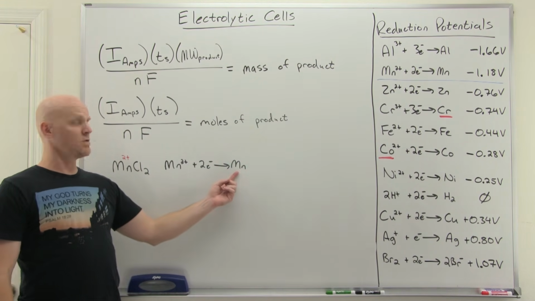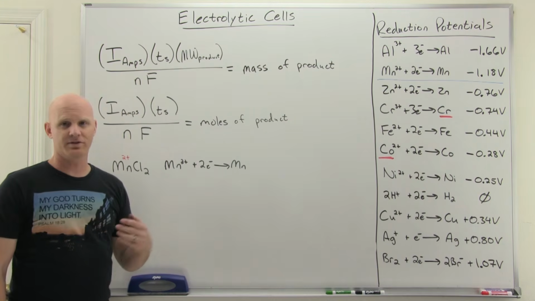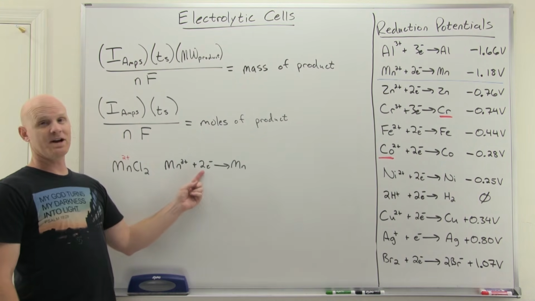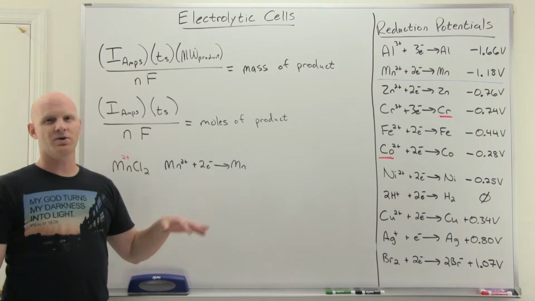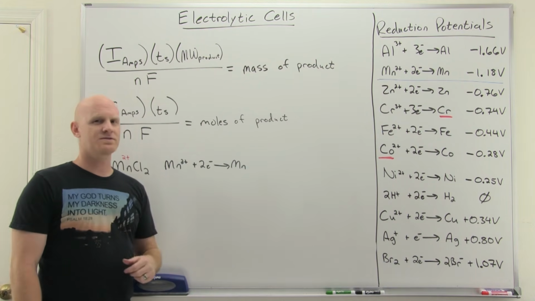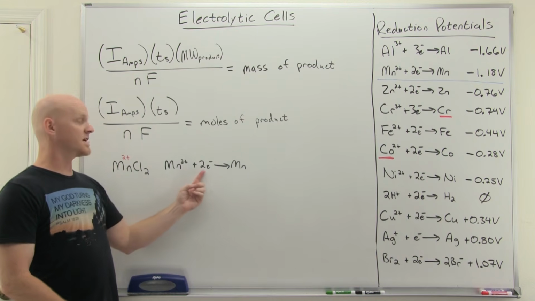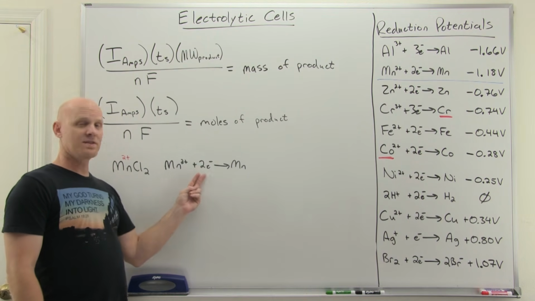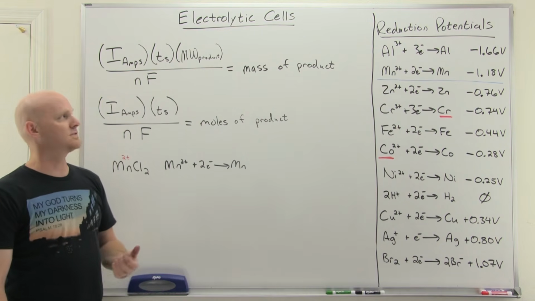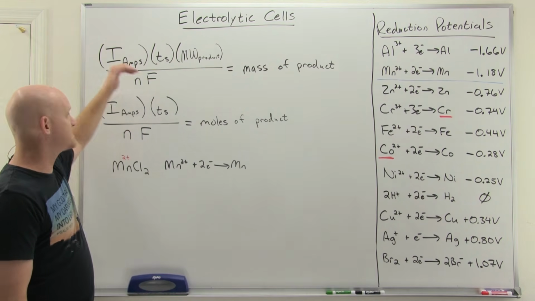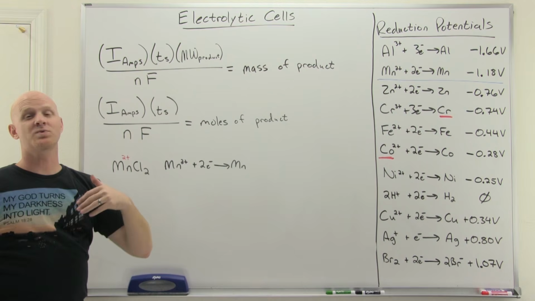So if I wanted to make 2 moles of manganese, it would take 4 moles of electrons, and so forth. If I had 10 moles of electrons, I'd get 5 moles of manganese. It's a 2-to-1 ratio. So we're going to use some physics knowledge to figure out how many moles of electrons we actually have. And then, knowing this 2-to-1 ratio, we'll figure out how to translate that into moles of manganese.